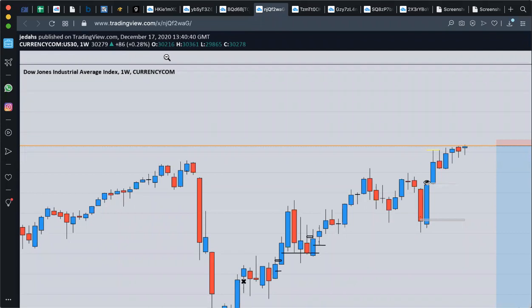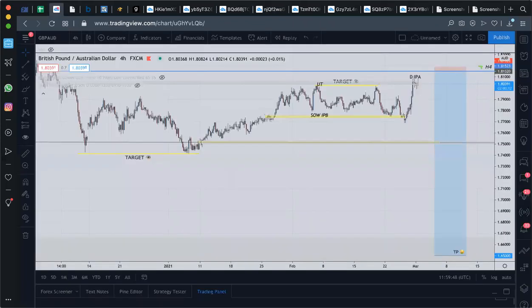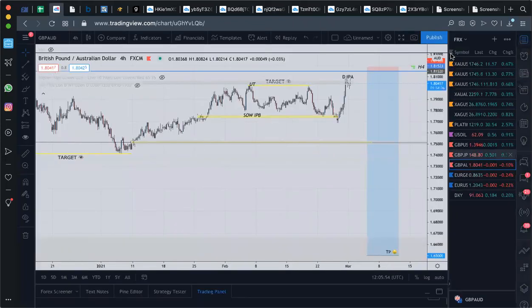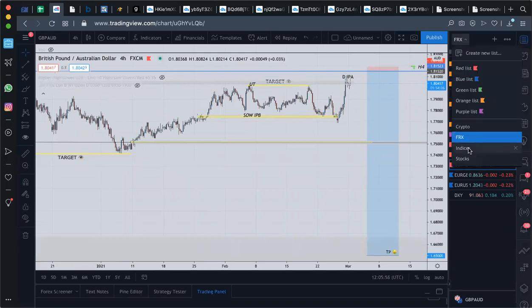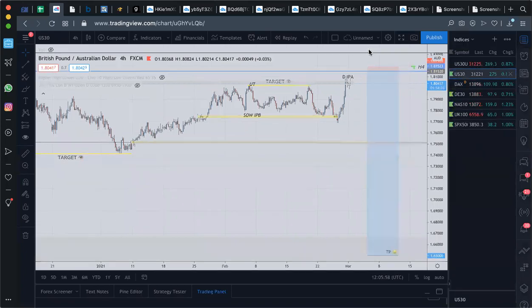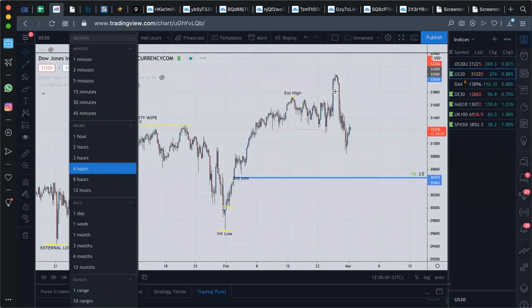But this is something I print screened December the 17th last year. If we look at US 30 right now, let me just go to US 30. Go to indices, US 30. And we'll stick on this time frame. Actually, no, let me switch it up.